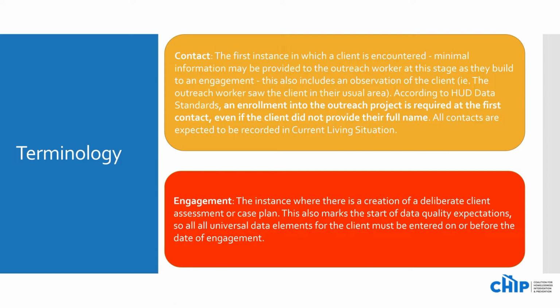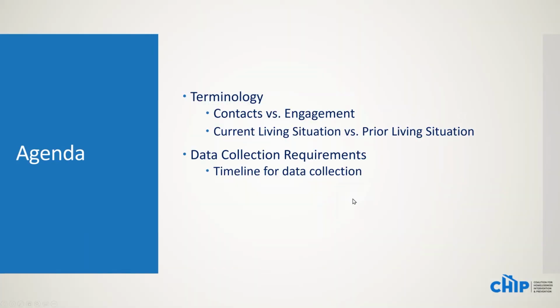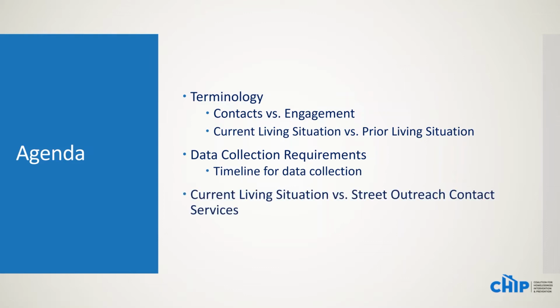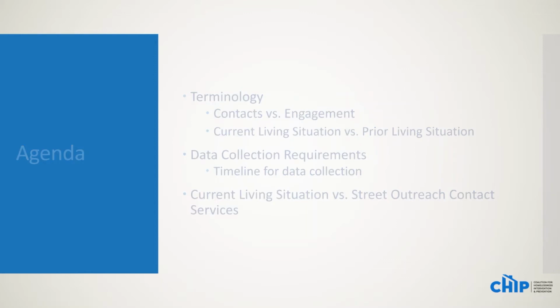So moving on from there, the next concept to understand is a client's current living situation versus their prior living situation. I just want to really quickly help to clarify these two concepts. A current living situation, and I'll get into it a little later, has effectively taken over what would have previously been a street outreach contact.